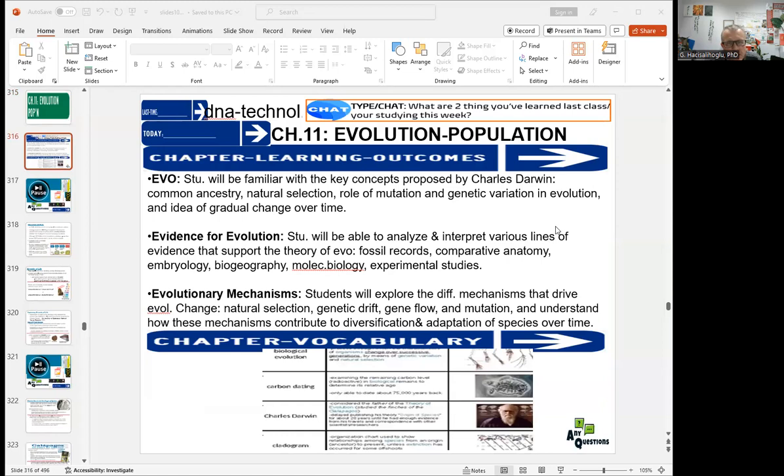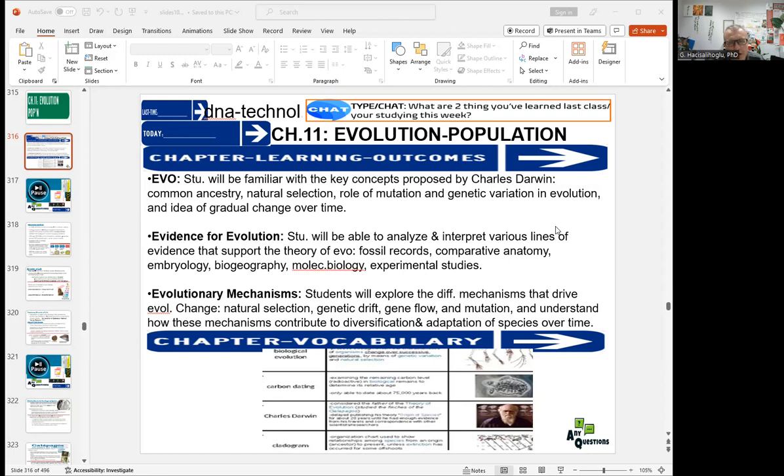The last topic was DNA technology. Now we're switching to a totally different topic, which is more about evolution of populations, which is also linked to the next chapter, macroevolution, that often comes after this chapter.